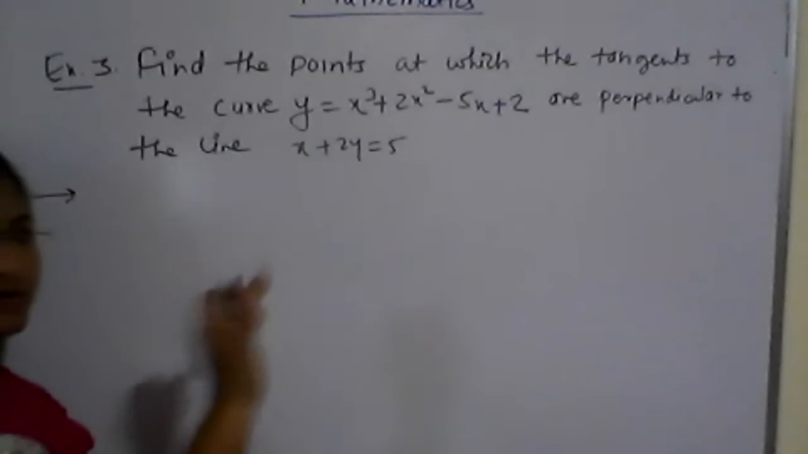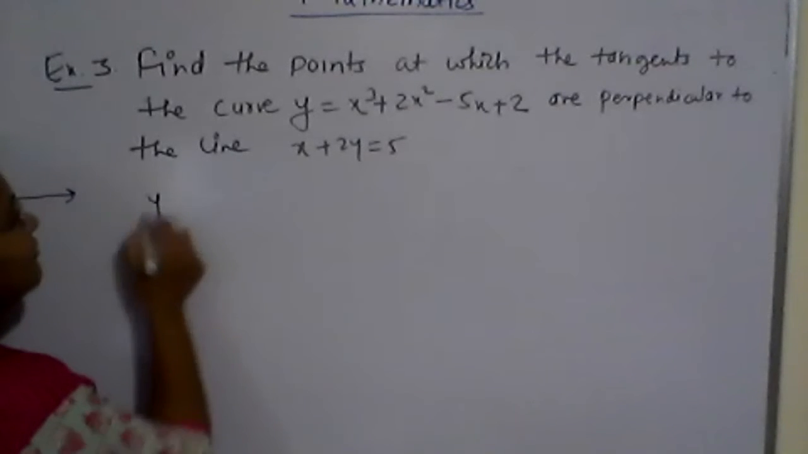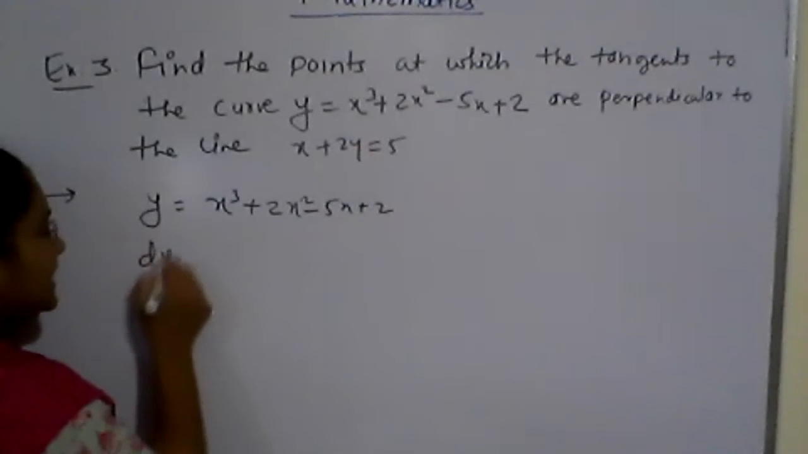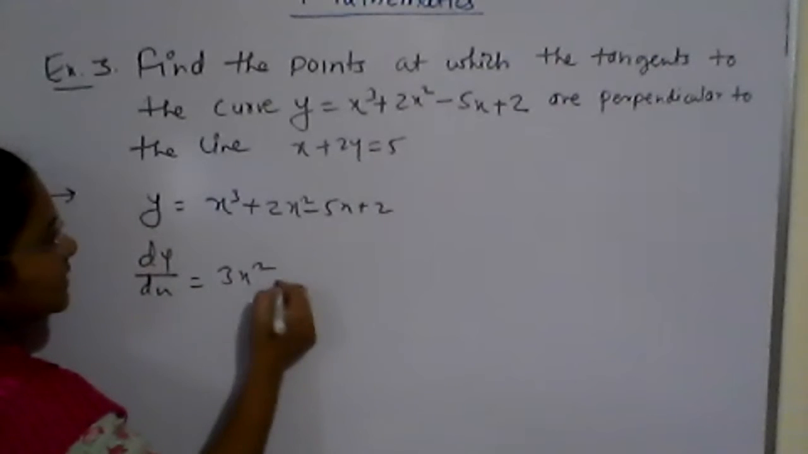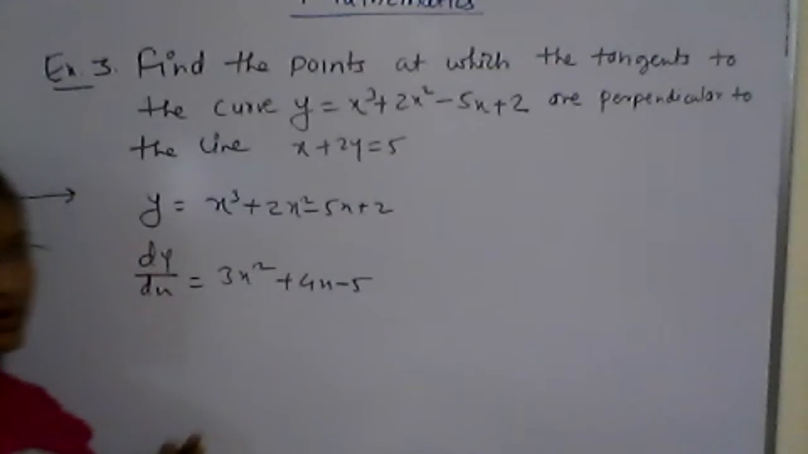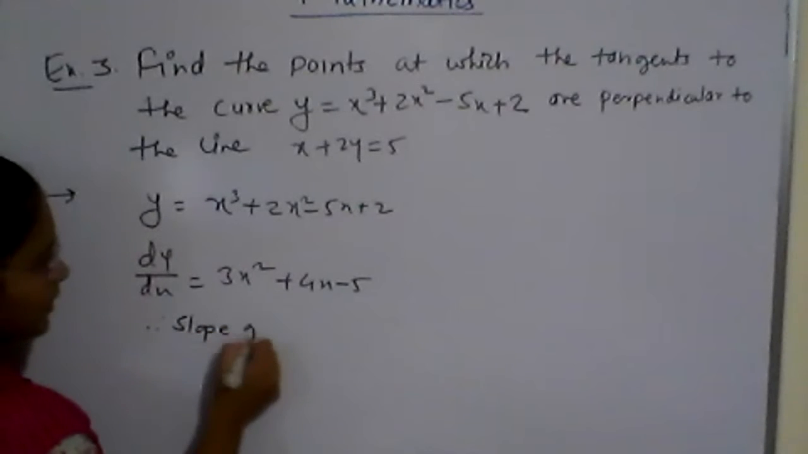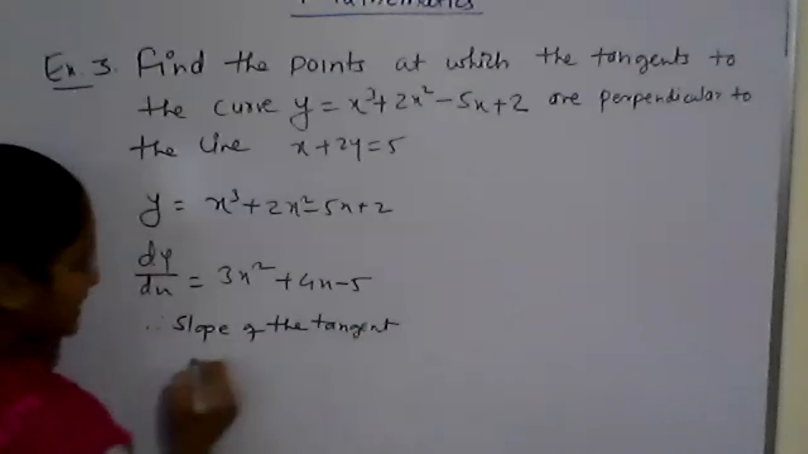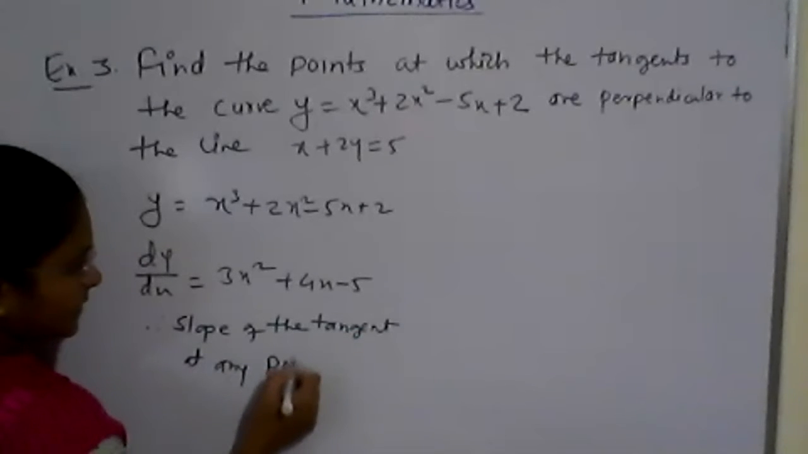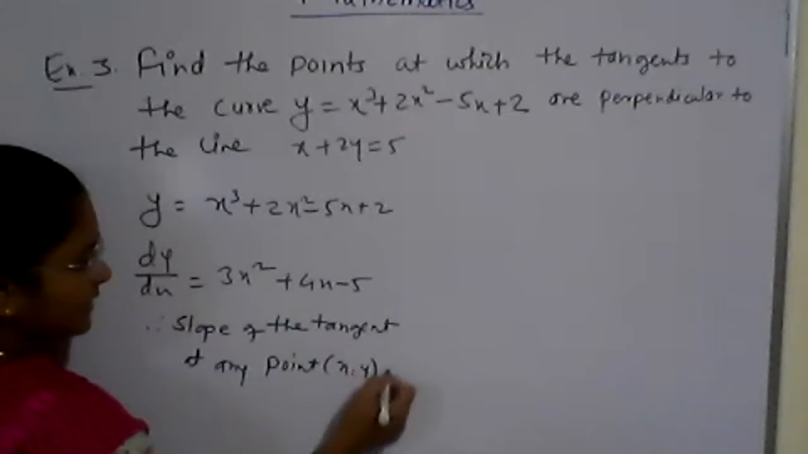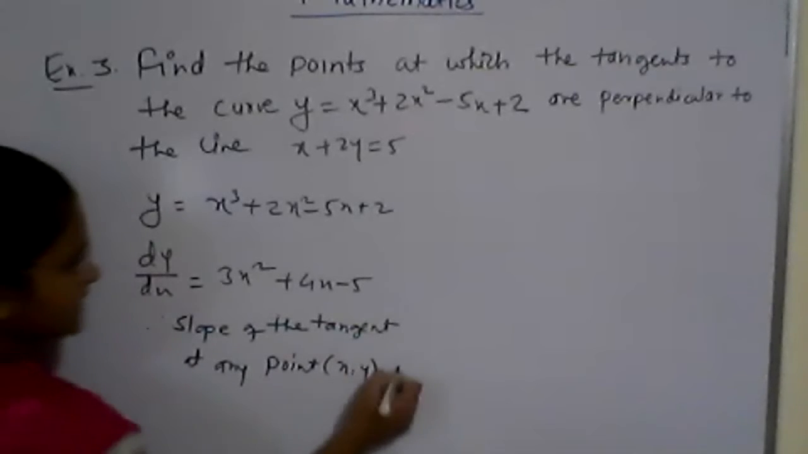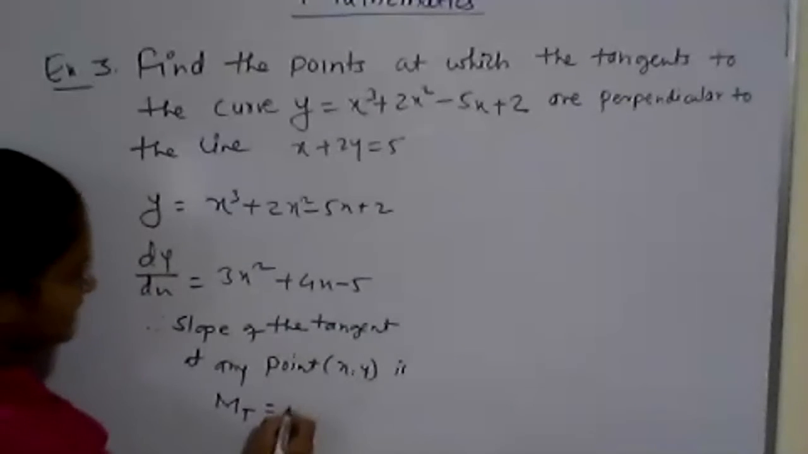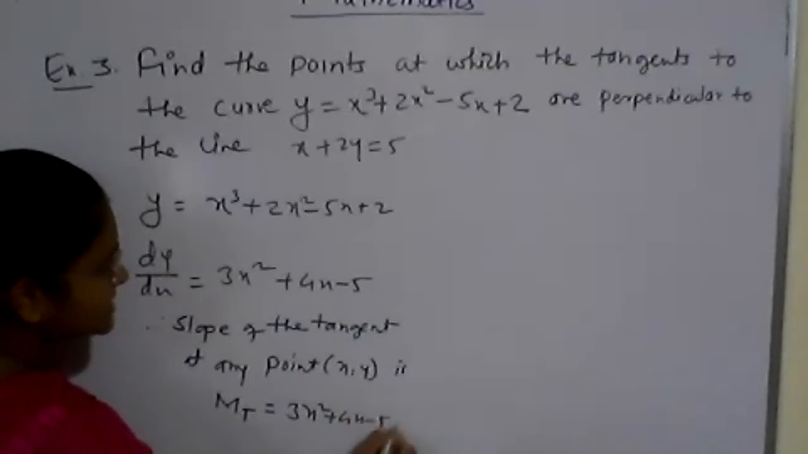So first we'll find the slope of the tangent. We have y equals x cube plus 2x square minus 5x plus 2. So dy by dx is 3x square plus 4x minus 5. Therefore the slope of the tangent at any point x comma y, denoted by m, is 3x square plus 4x minus 5.